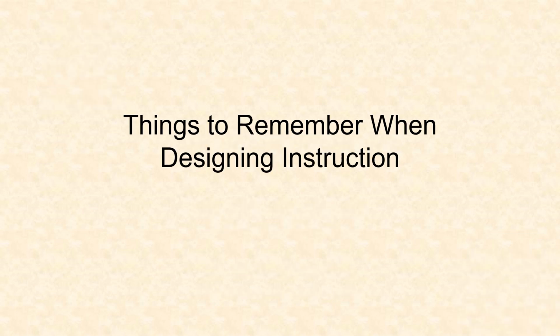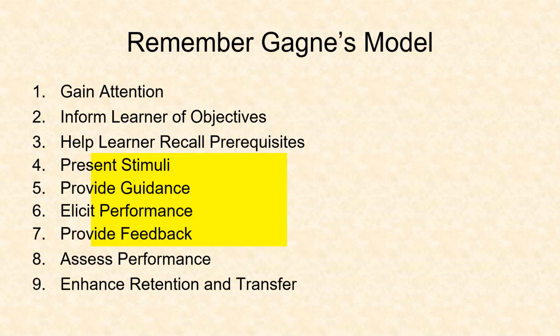As we wrap up this semester, let's review some things to remember when designing instruction. Remember Gagne's model. Start by gaining attention to draw the learner in to the training. Then inform the learner of the objectives. Then review and recall any prerequisite information. Then the 4 steps that will be repeated as we present the training.